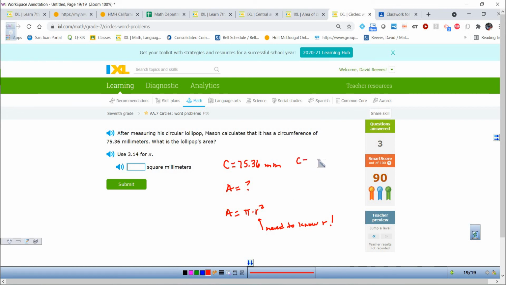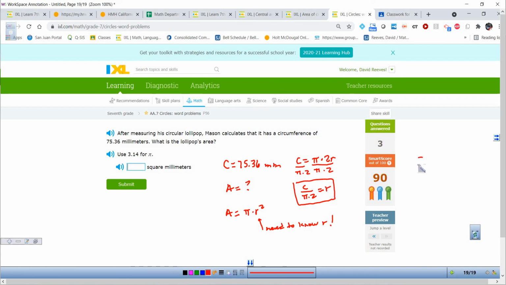Well, the circumference is equal to, remember, pi times 2 times the radius. So we did this earlier. You may or may not remember. If we divide by pi times 2, it will give us the radius. So that radius that we need to know, circumference divided by pi times 2, is equal to the radius, okay?